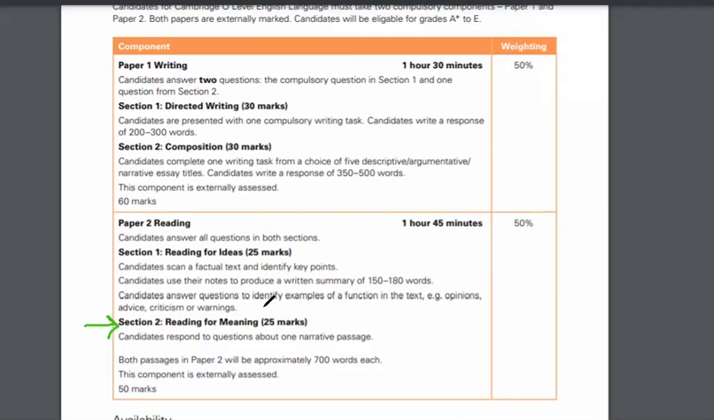Both passages in paper 2 will be approximately 700 words each. This component is externally assessed and worth a total of 50 marks. Remember, paper 1 is worth 60 marks and paper 2 is worth 50 marks.